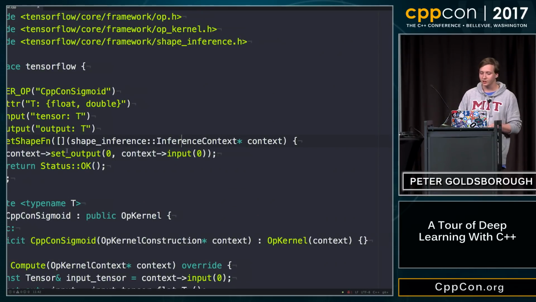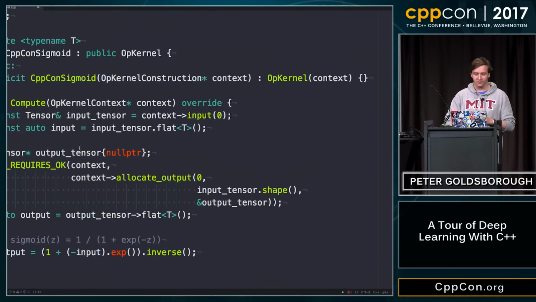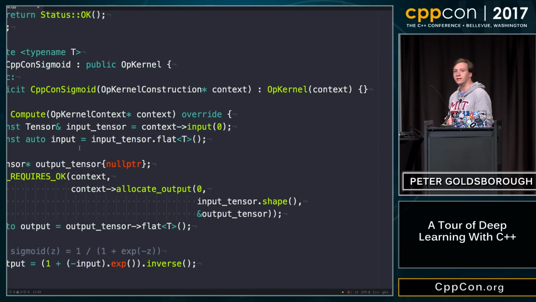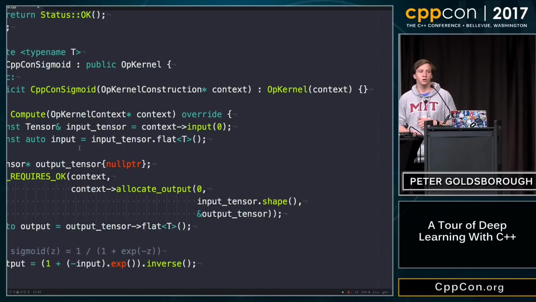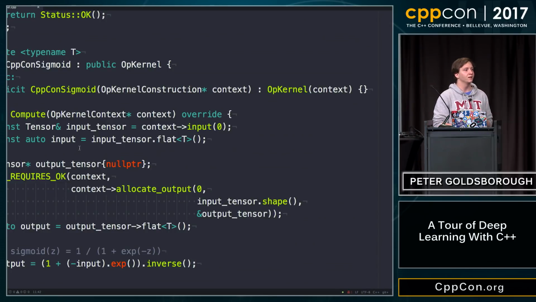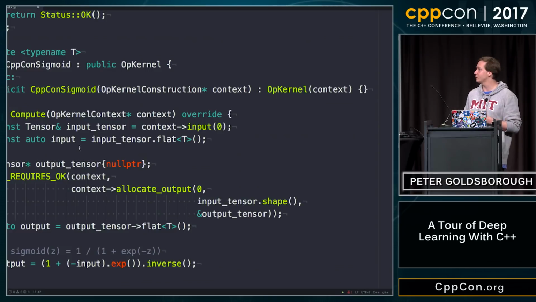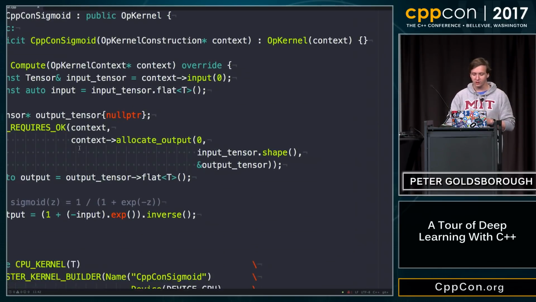You register an operation that we call CppCon sigmoid, and you specify the types that you want to use it for, float and double. So TensorFlow has its own type system. And you describe the input and the output. This thing here just checks that the output shape is equal to the input shape. And then down here is the actual magic. It's very little. And as I mentioned earlier, TensorFlow uses Eigen. So you'll be dealing a lot with Eigen, which is a very nice library for matrix manipulation in general.